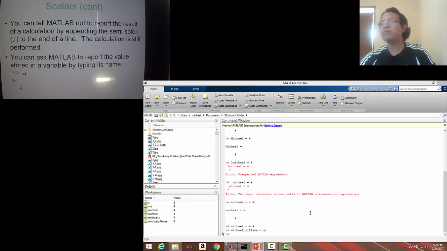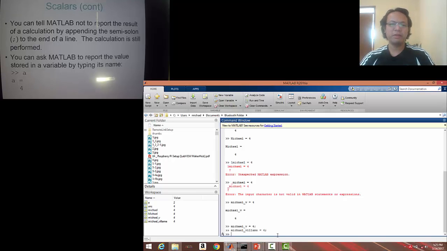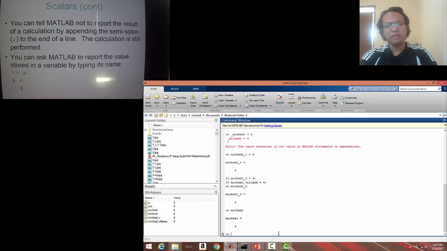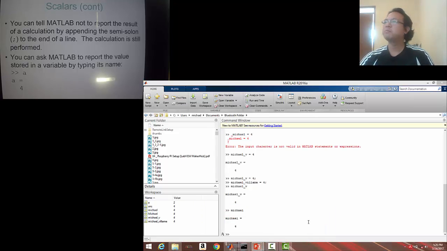Now you can ask MATLAB to report the value stored in the variable by typing its name. If you want to see the value of Michael V, Michael V is equal to 4. What's the value of Michael? Michael is equal to 4, as you can see here in the workspace. Okay, so let's proceed.